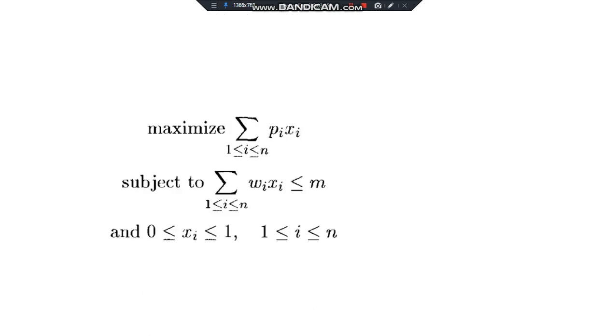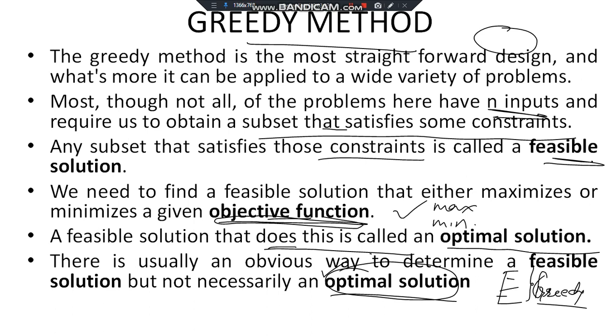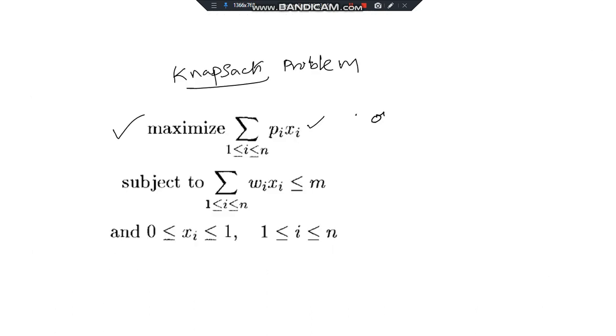As an example, we will consider the knapsack problem that we are going to discuss in the next video. In the knapsack problem, we want to maximize one function. That function I am talking about is called an objective function. This whole expression is an objective function, and I want to maximize it.